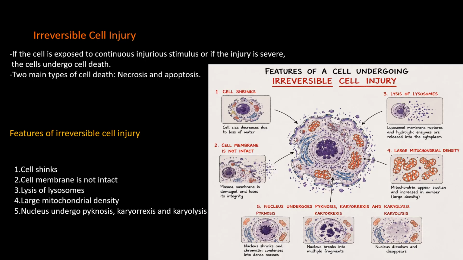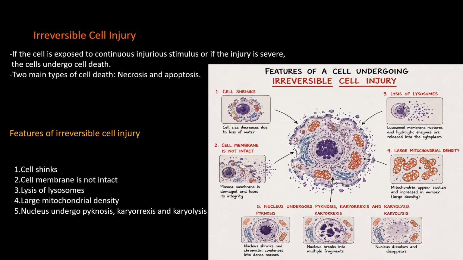The plasma membrane is damaged and loses its integrity. The integrity of the cell membrane is not intact. And the third one is lysis of lysosomes. Lysosomal membrane ruptures and hydrolytic enzymes are released into the cytoplasm. So that is what we call lysis of lysosomes. Rupturing of the lysosomes, or the breakdown of the lysosomes, is what we call lysis of the lysosomes. And the fourth one is large mitochondrial density. The mitochondrial density is large compared to reversible cell injury, where the mitochondrial density is small.